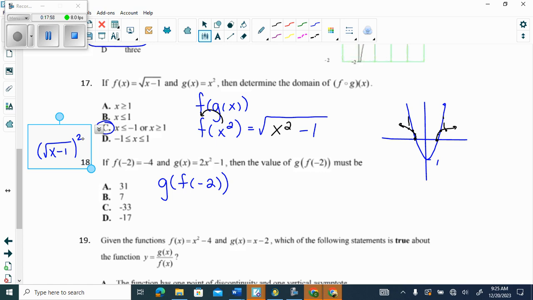So this one, they gave me f of negative 2, so I have g of negative 4, and now I just need to find out what that is, running equal signs down the left-hand side, so I get 2 times negative 4 squared minus 1. So I get 2 times 16 minus 1, which is?